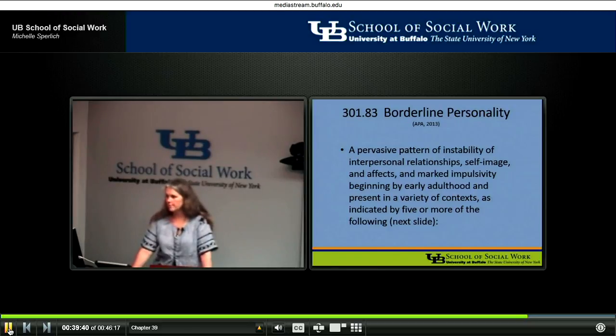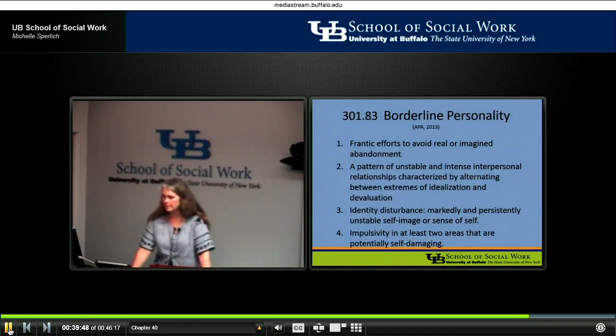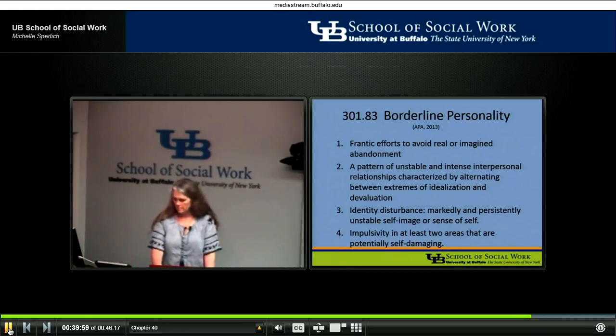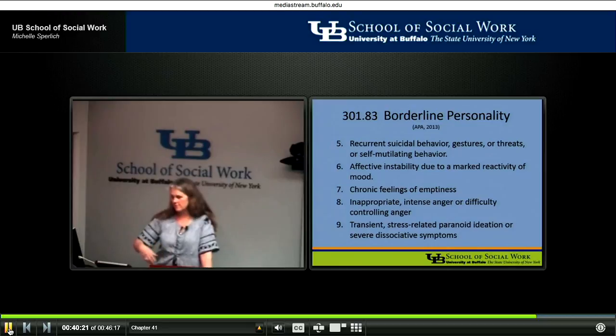Borderline personality disorder is defined as a pervasive pattern of instability of interpersonal relationships, self-image and affects, and marked impulsivity beginning by early adulthood and present in a variety of contexts, as indicated by 5 or more of the following. Frantic efforts to avoid real or imagined abandonment. A pattern of unstable and intense interpersonal relationships characterized by alternating between extremes of idealization and devaluation. So people are on the pedestal, they're knocked off the pedestal. Identity disturbance, markedly and persistently unstable self-image or sense of self, and impulsivity in at least 2 areas that are potentially self-damaging.